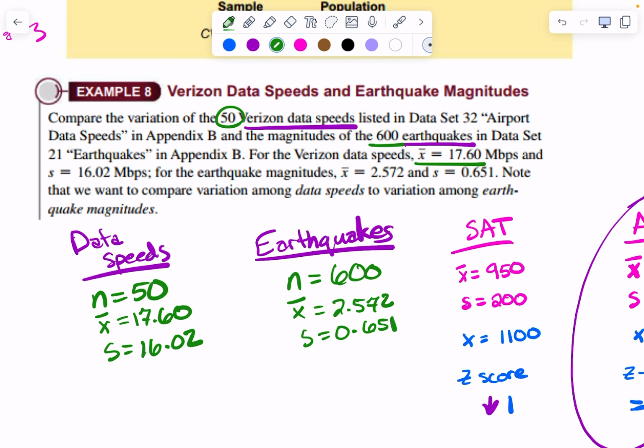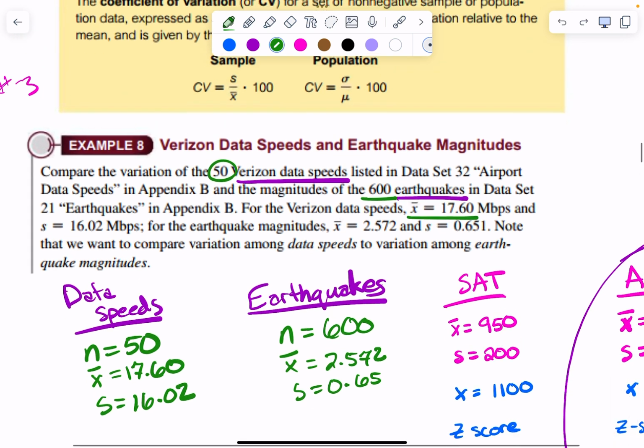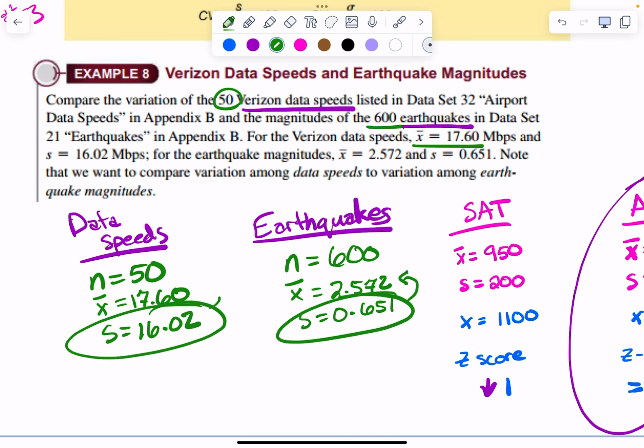Here's what I'm trying to figure out: which one is more consistent? This standard deviation is very small, but the numbers are smaller. This one has a larger standard deviation, but its numbers are larger. So which one has more variation? Which one's range is more spread apart?